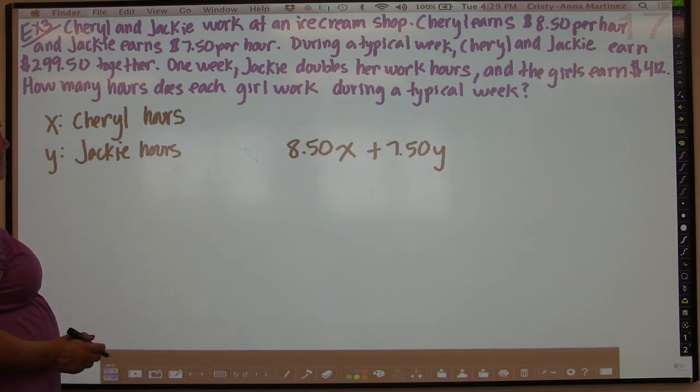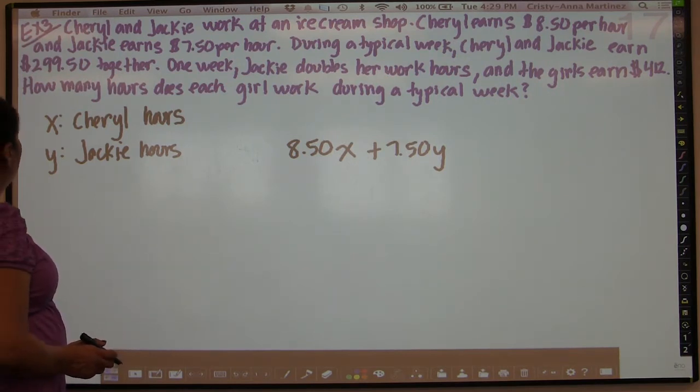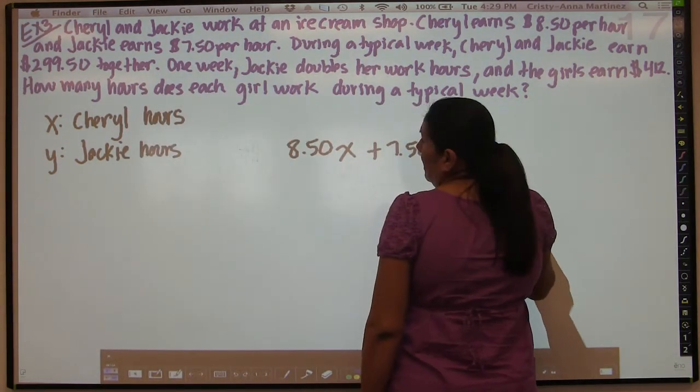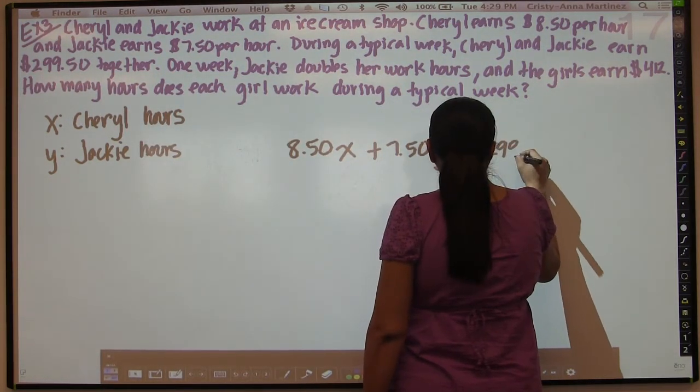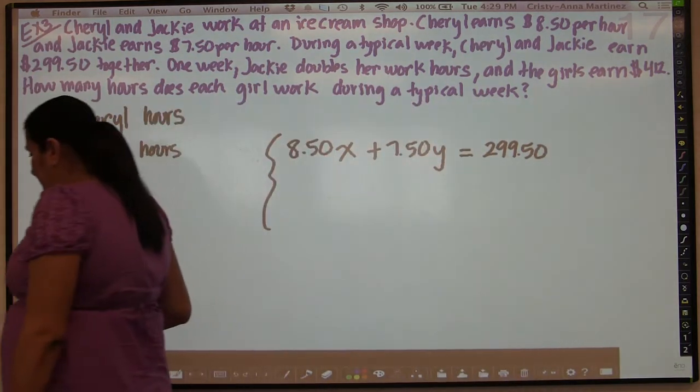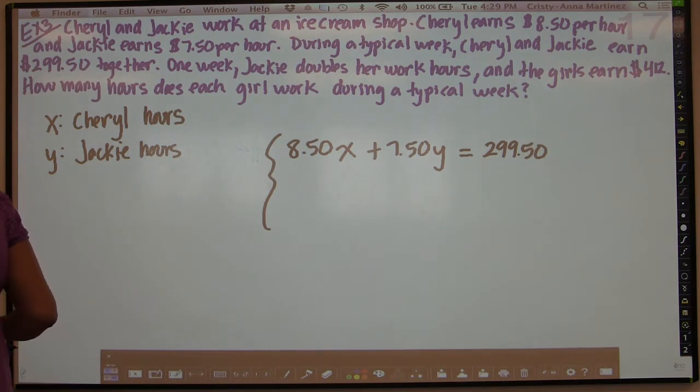And it says here during a typical week, Cheryl and Jackie earn $299.50. So their combined salaries are going to be $299.50. So there's one equation.